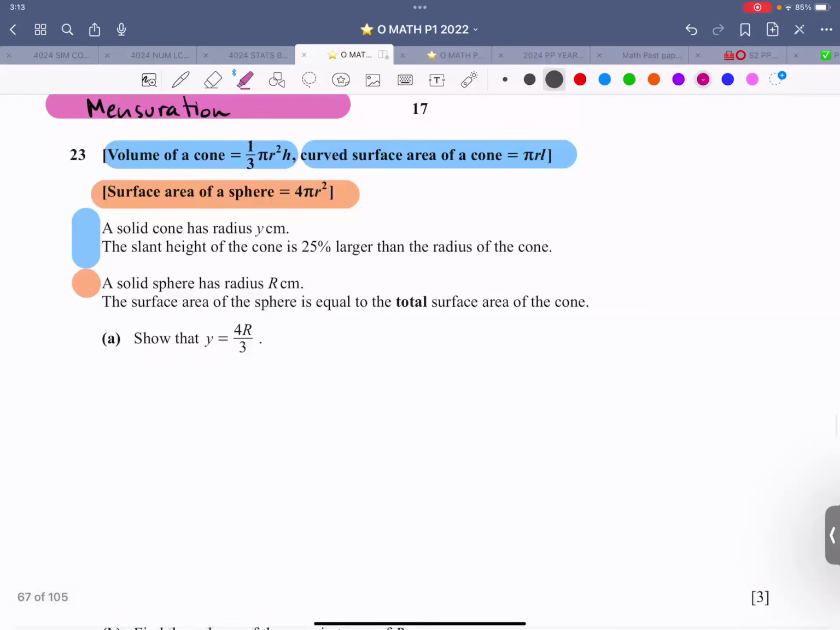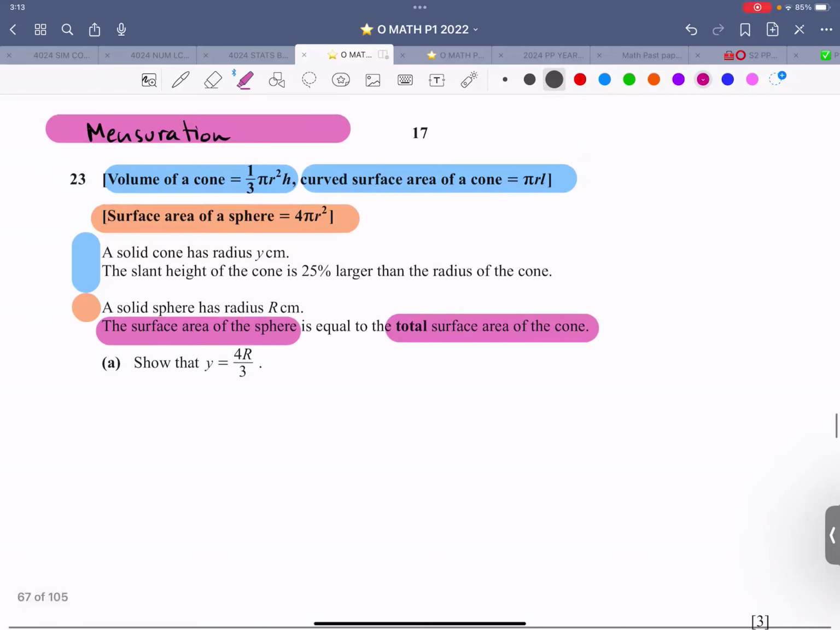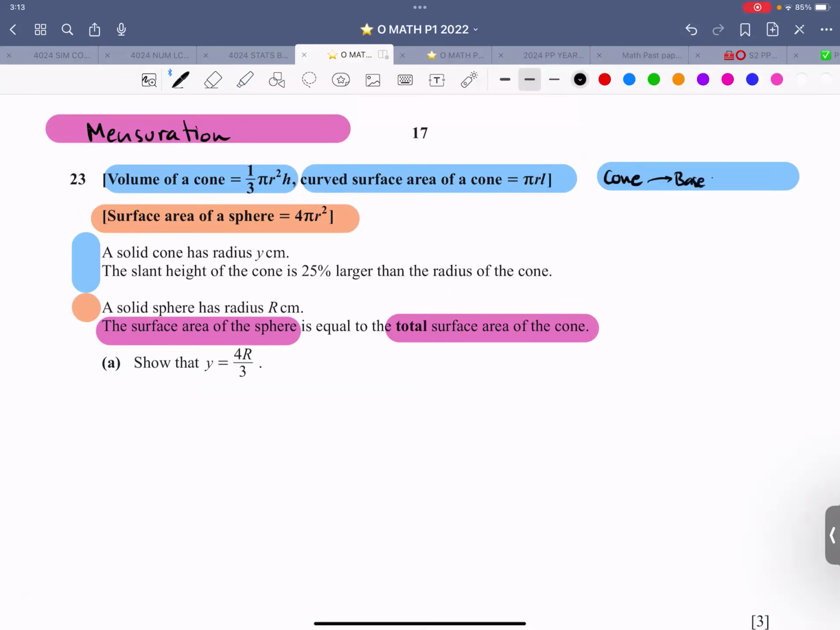And then there is a relationship between the two. The surface area of the sphere is equal to the total surface area of the cone. That means, let me add one thing: in the cone, let me write it in blue, there is also a base area. That base area is basically the area of a circle, which is pi r square.